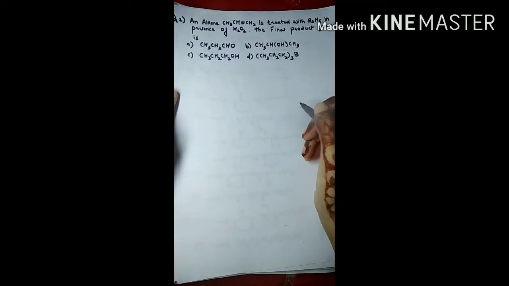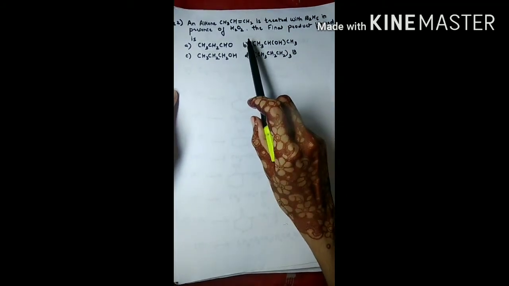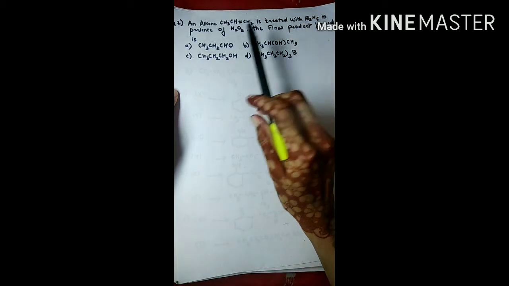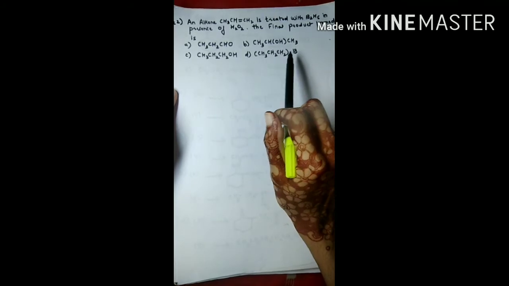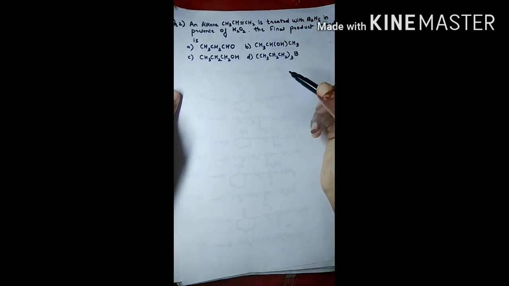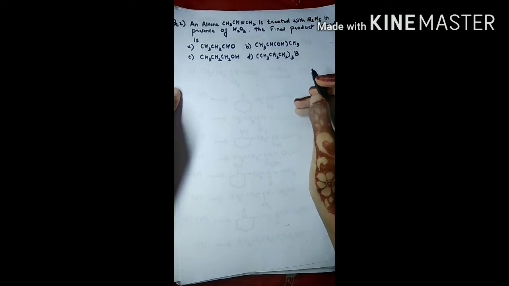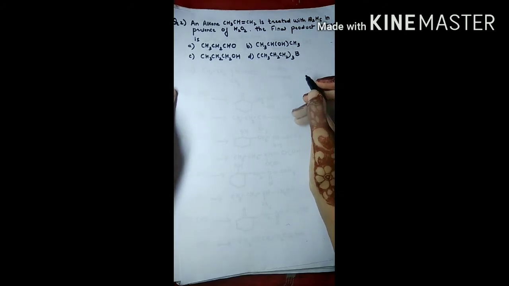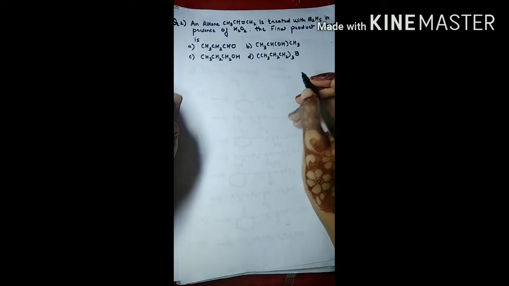The second question we have is: an alkene is treated with diborane in the presence of H2O2, that is hydrogen peroxide. What will be the final product? The options we have are aldehyde, 2-hydroxypropane, alcohol, and trialkyl borane. In the previous question, as I've already told you, hydroboration oxidation is an indirect method of hydration, and in this method the final product will be alcohol only. So if you know this, you will directly choose the correct answer, that is alcohol.